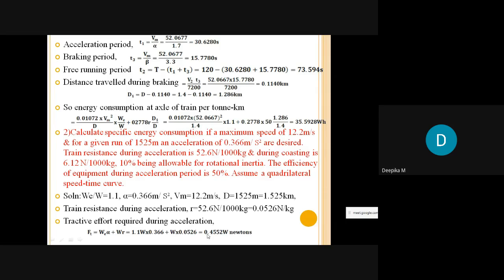Here we don't know the weight of the train, so let us retain it as it is, which is W Newton. And the total energy required for the run we have to calculate.